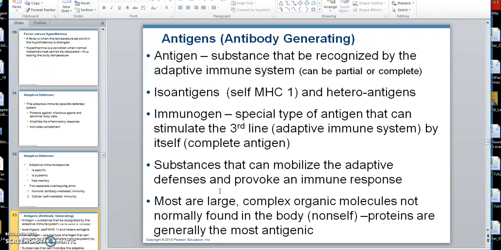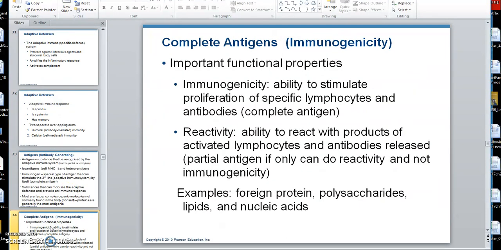Now, most antigens, when we look at it, are complex organic molecules not found in the body. Proteins are generally the most antigenic because they have the most diversity. Proteins are very antigenic because they have a considerable amount of diversity. Okay? Now, a complete antigen, immunogenicity. All right, this is what I want you to think about. Let's say we had an ink pen that had a cap on it. Okay?